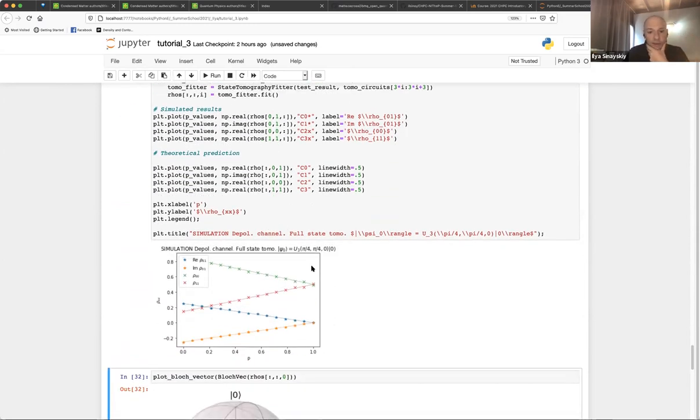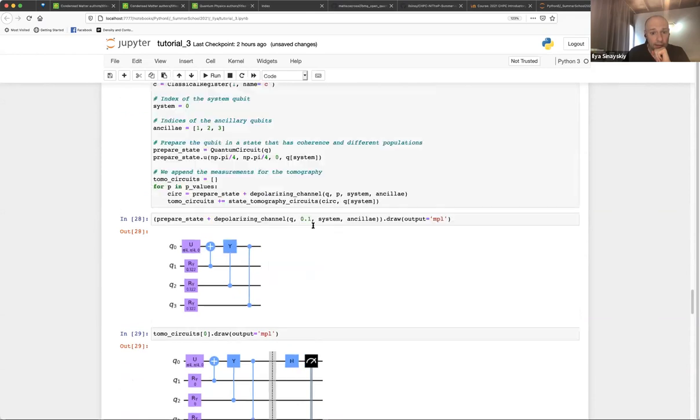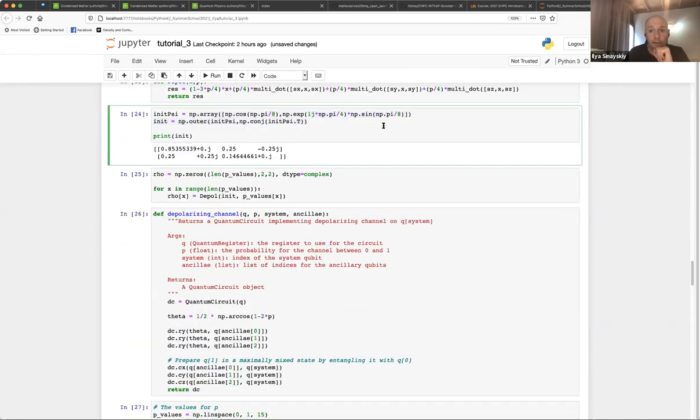Okay, so that's what we see. We have an initial state, which is given by a pure state, which looks like this. U3 is the Qiskit notation for a rotation, which will bring the zero qubit exactly to this state, which is cosine of pi over 8, sine of pi over 8, and the sine also has an extra phase factor, which is e to the i pi over 4.